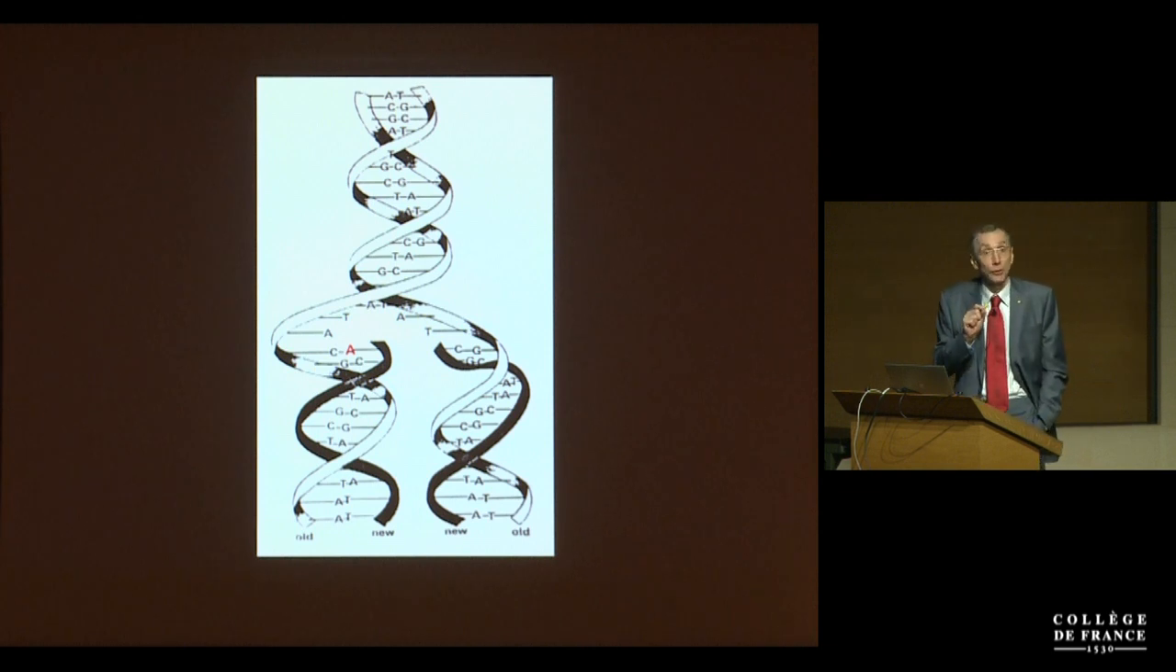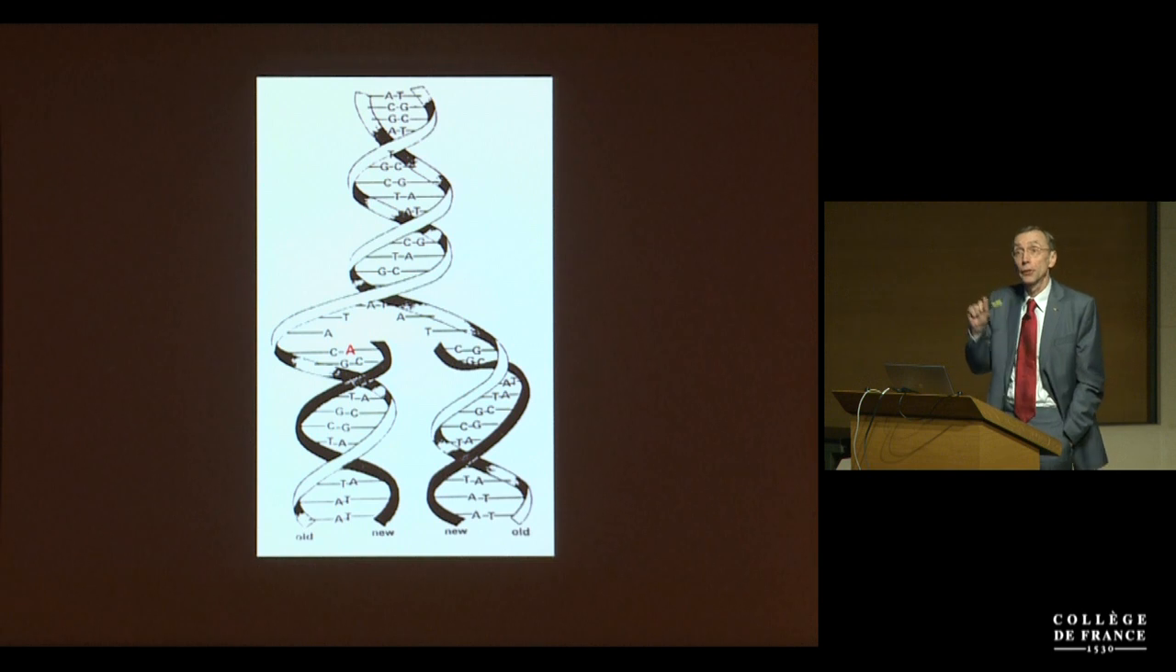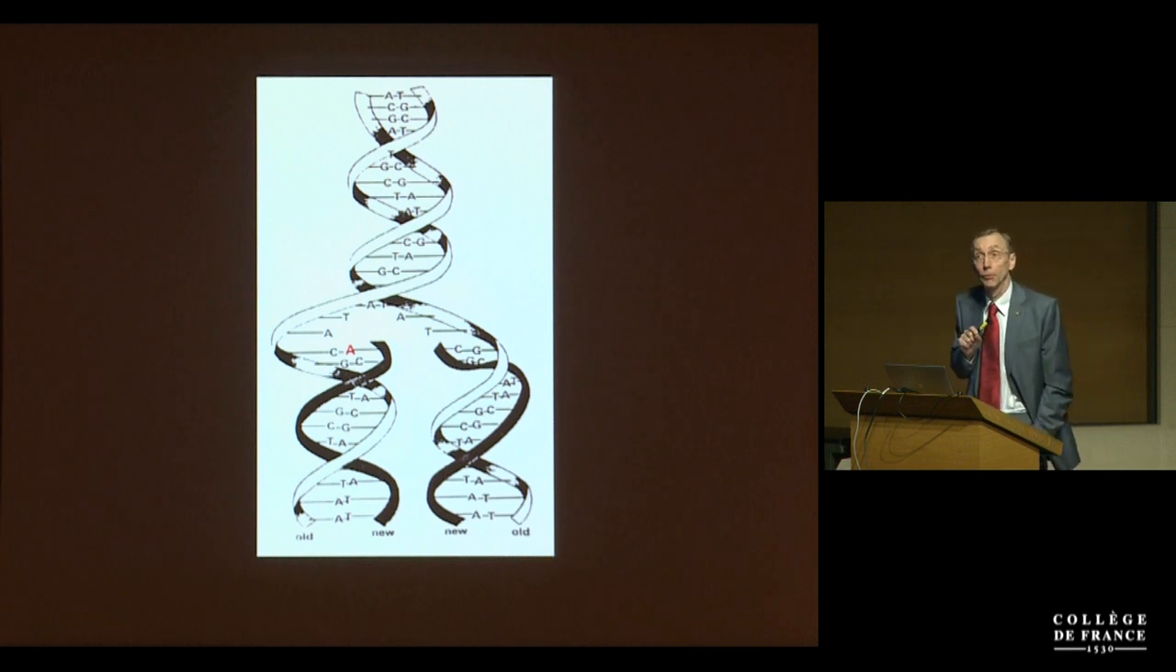And if that happens in a germline, it will be a mutation that appears in the new individual that is born. So every baby that's born carries somewhere in the order of 100 or 200 new mutations that is not there in the mother nor in the father.